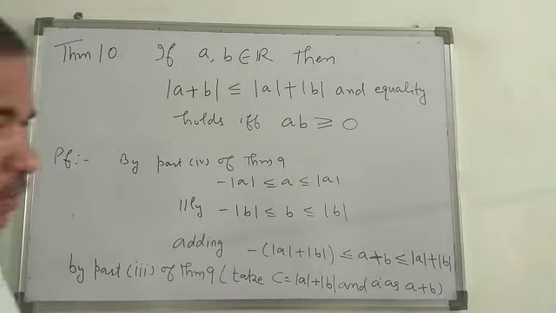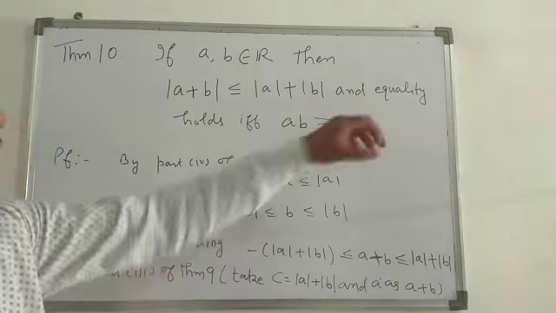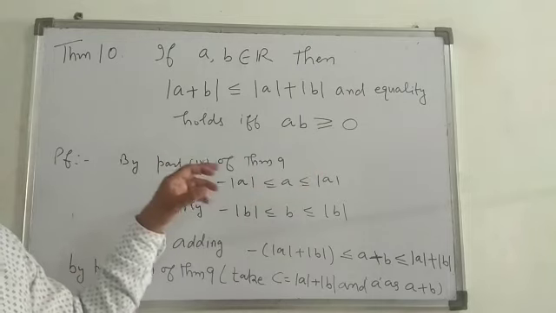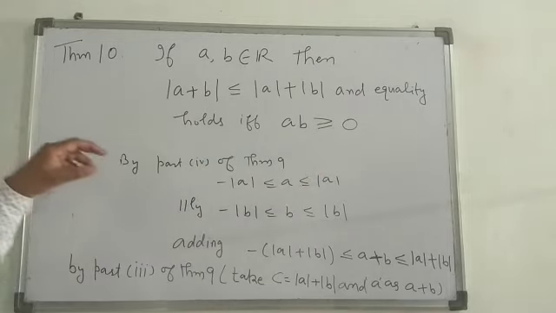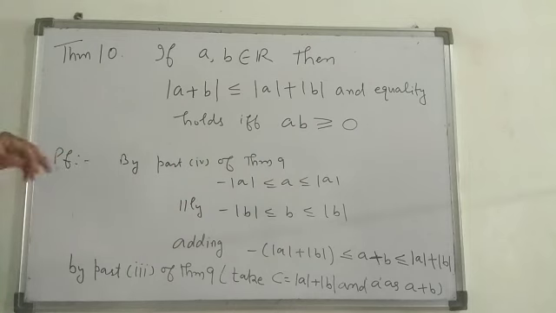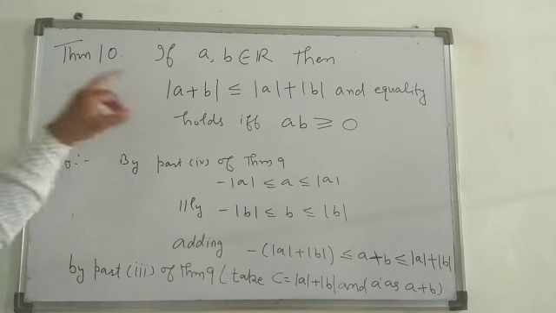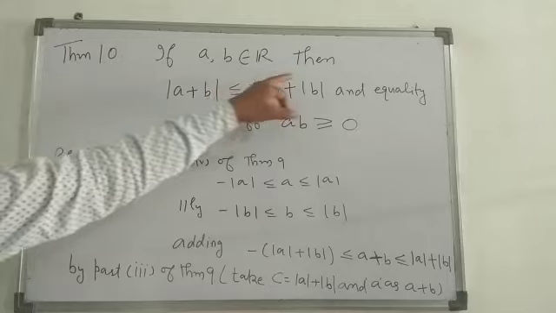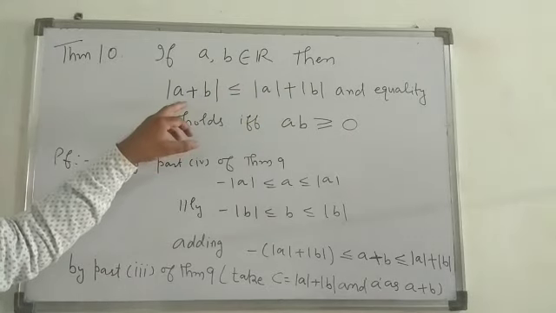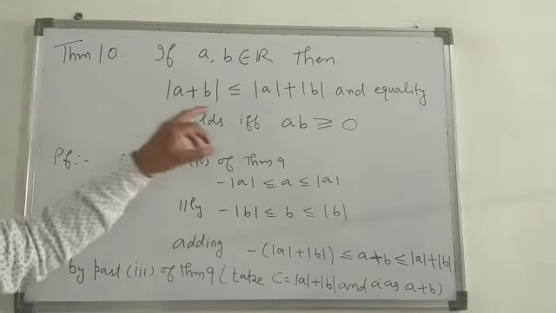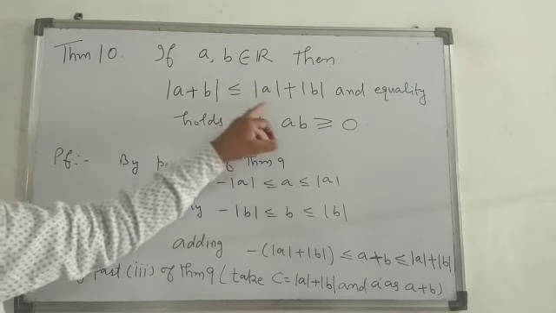Hello students, next continuing with properties of real numbers. In this video I shall do the next theorem, theorem 10. If a and b are real numbers, then the absolute value of a plus b, that is |a + b|, is less than or equal to |a| + |b|.